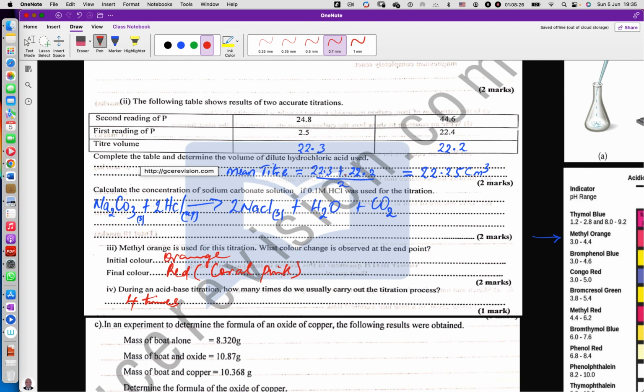Mostly, if there are more than two titrations that you carried out, you take the concordant results, those with a difference of about 0.1. So this one too is just a difference of 0.1. In that case, we have taken these two: 22.3 plus 22.2 divided by 2. This is our average titre, the mean titre of hydrochloric acid that has been used for the titration. And this is what we are going to use in our calculation.